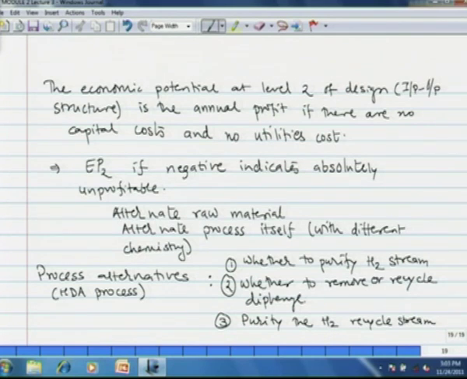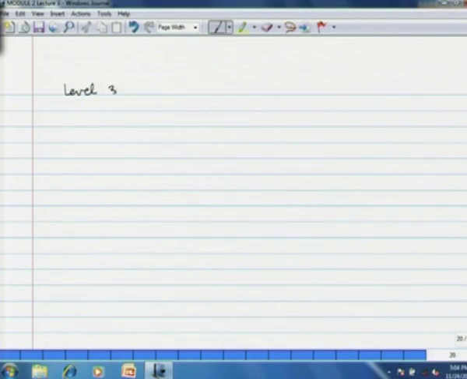Now, obviously, with these process alternatives, we generate large number of flow sheets, and it is impractical to design all the flow sheets to a great detail. Therefore, we are trying to develop a criteria for screening of these alternatives, so that we can shortlist only the best few which we can design in detail. Having said this, we now go to the next level of design, level 3, which is the recycle structure of the flow sheet.